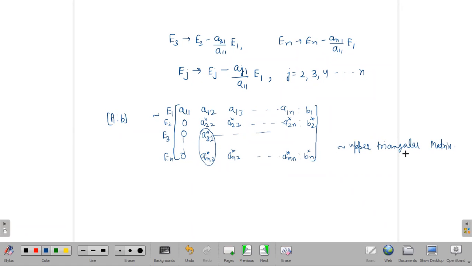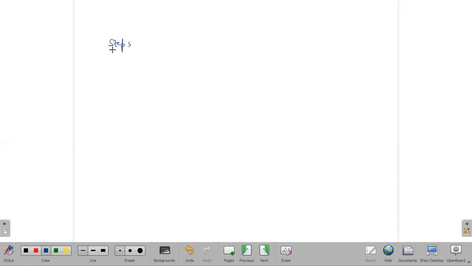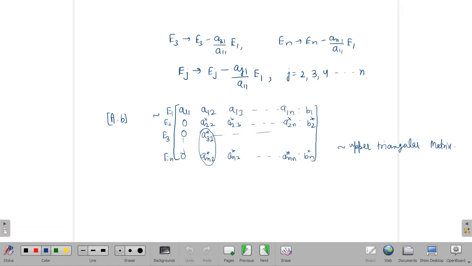So once you make it upper triangular, then what is the second step? So sorry, third step. So first I complete this. If I take E3 minus A32 star divided by A22 star into E2, I will use the E2 row now to make these elements 0. So that will give you this element 0. And similarly En minus An2 star by A22 star into E2. So this is the last operation, and there are a total of n minus 2 operations.